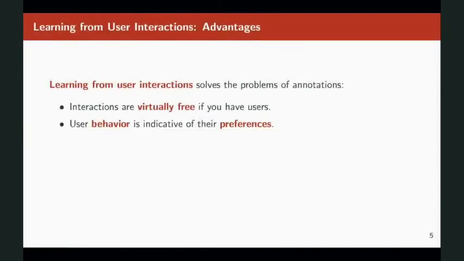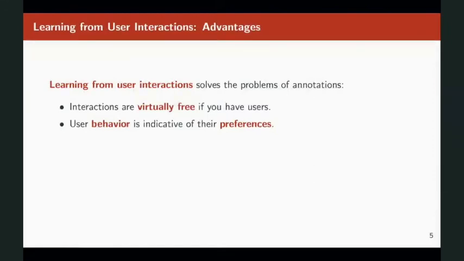You can probably guess that a lot of the problems that we saw on the previous slide are solved with user interactions. For instance, most companies that have a service or a website have a lot of users, and interactions then are virtually free. If people are using your system, you'll observe interactions. And of course, user behavior is indicative of their preferences. People usually behave in ways from which you can derive their preferences.